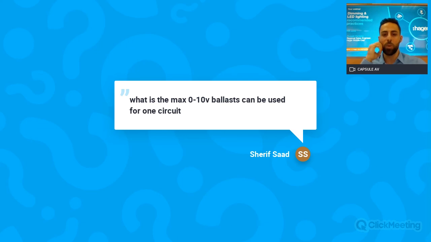What is the maximum number of 0 to 10 volt ballasts that can be used for any circuit? Usually we don't recommend more than 30. But of course, on site, I'm always saying that, in our industry, if you install 35, it can work. Maybe it can work. So usually we don't recommend to go above 30 drivers, okay? Always take care, because why?